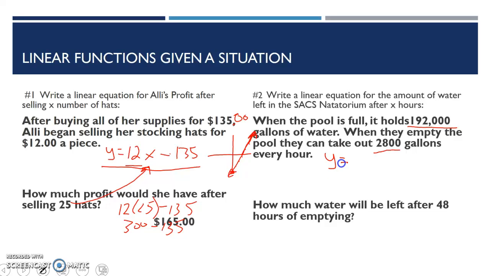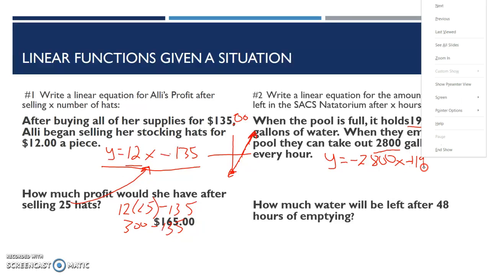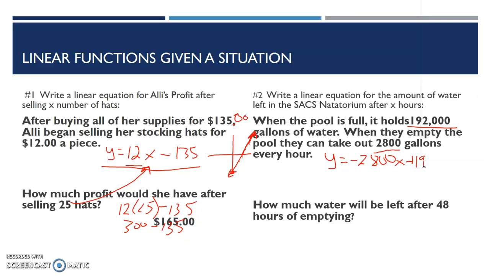We're going to have a slope of negative 2,800 gallons every hour. That's how much water they're pulling out of the pool every hour. But it started with 192,000 gallons of water in it. So 192,000 gallons, that's our y-intercept. That's where it starts. Graphing this equation would look something like this.